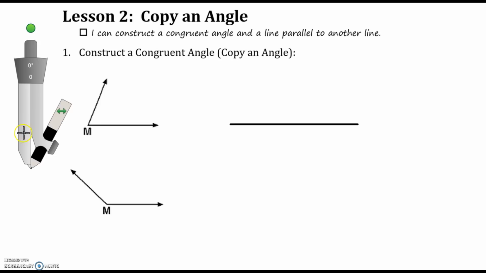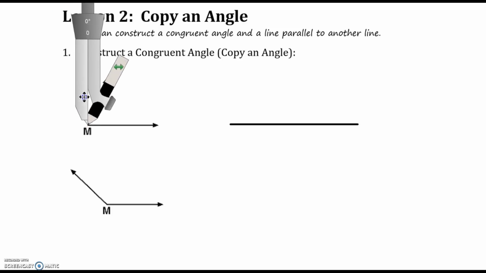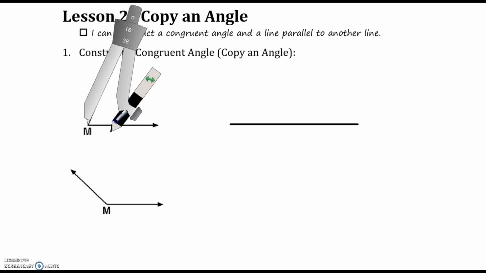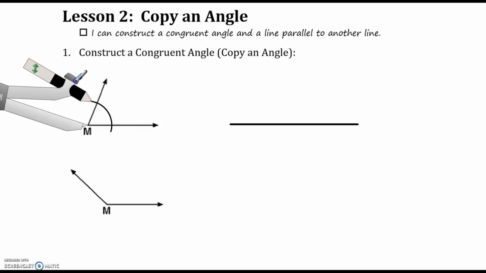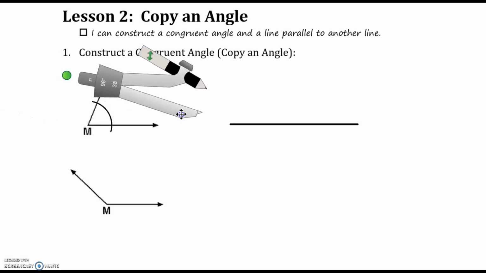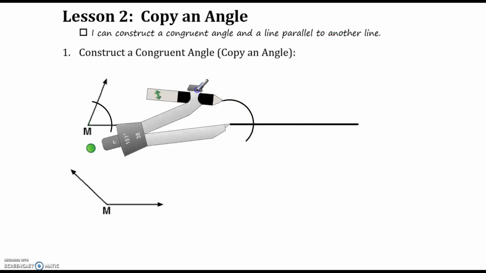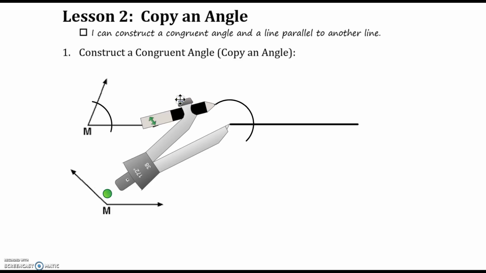And then what you're going to do is take your compass and measure outward from the vertex of the angle any size arc you like and swing that arc so that it crosses the angle in two spots, one on each line. And now, keeping your compass the same measurement, you're going to go over to the segment you just drew and swing another matching arc around the end of it.